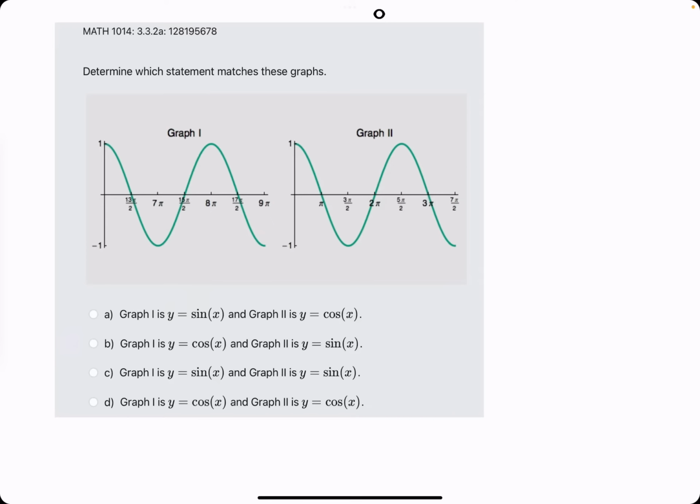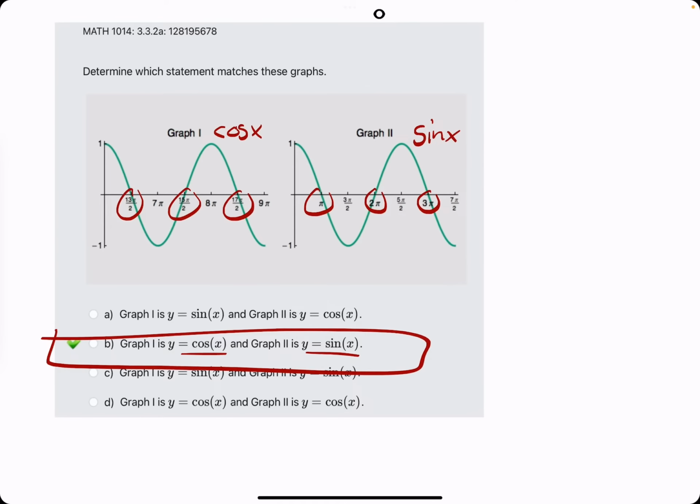All right. We have half pi's here, so that must be cosine. We have whole pi's here at the intersections, so that must be sine. Just like that. Cosine, sine, break out the eraser to see that B is our answer. Let's do 1 more.